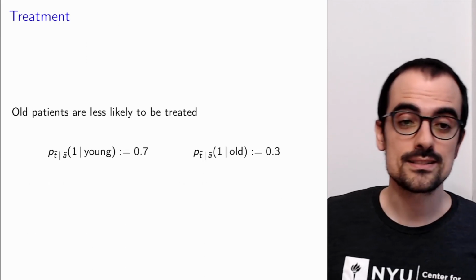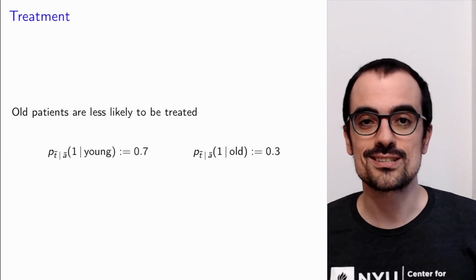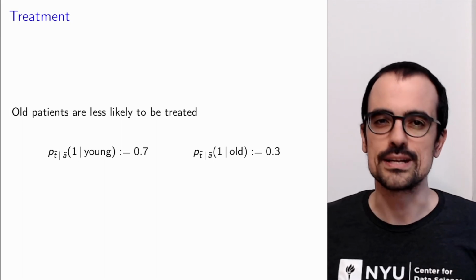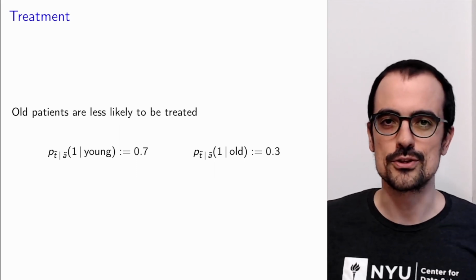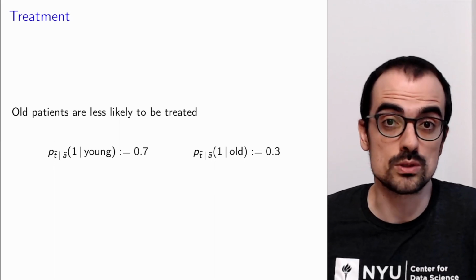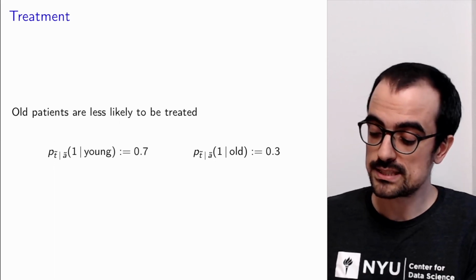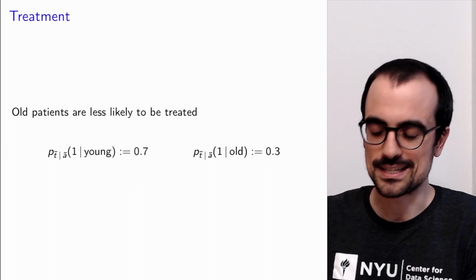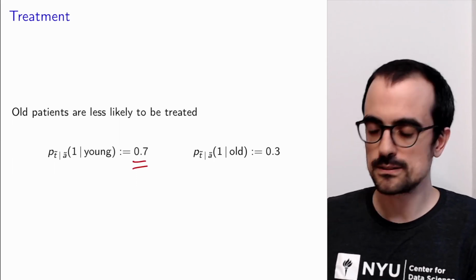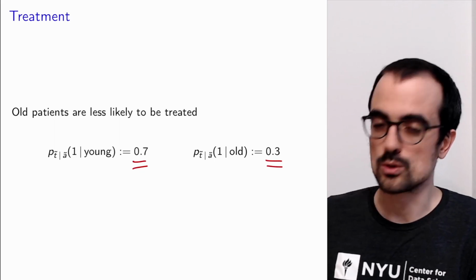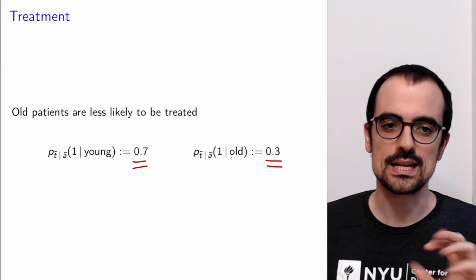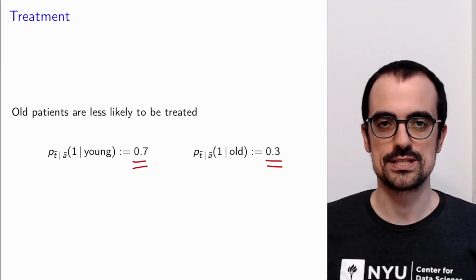It just so happens that old patients are less likely to be treated because this is a new drug and they're not very trustful of new medicines or something like that. Or maybe they go less to the doctor, who knows. The point is that in this fictitious example, for the young people, 70% of them receive treatment and only 30% of the old people receive treatment. Okay, so there's a systematic difference between how these two subpopulations are receiving the treatment.